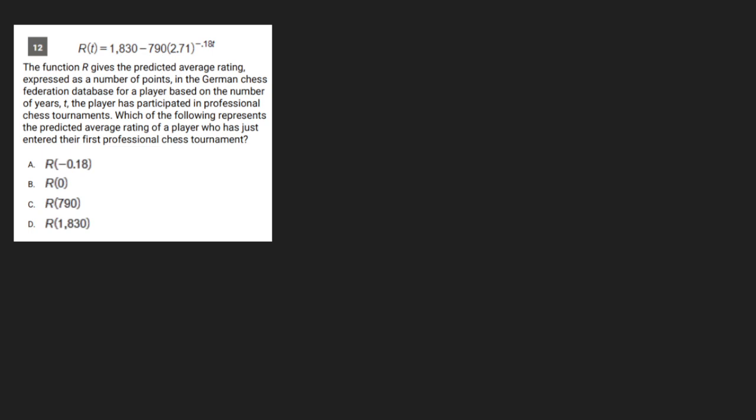Next question. The function R gives the predicted average rating, expressed as the number of points in the German Chess Federation database for a player, based on the number of years a player has participated in professional chess tournaments. Which of the following represents the predicted average rating of a player who has just entered the first professional chess tournament? So if they've just entered their first professional chess tournament, then they played for 0 years, that means that the rating should be R of 0 then.